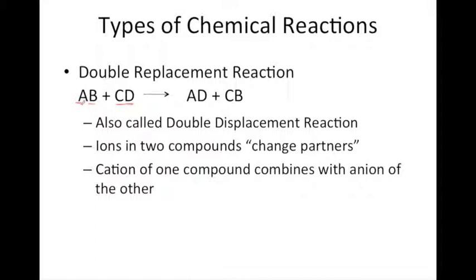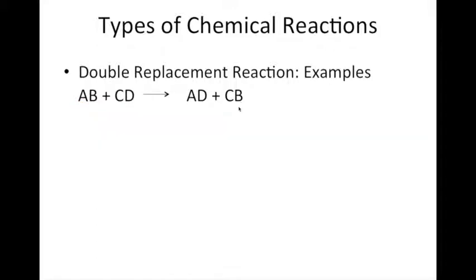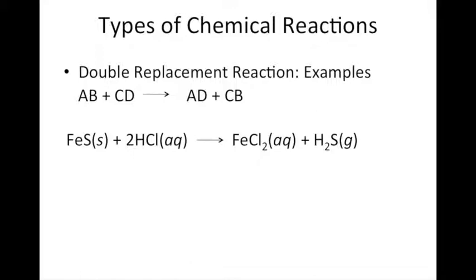So look here carefully what happens. My cation A switches places with the cation C. So AB plus CD, A combines with D and C combines with B. We always write the cation first in any ionic compound. So take a minute and study that format. Let's look at a few examples to help illustrate double replacement reactions.